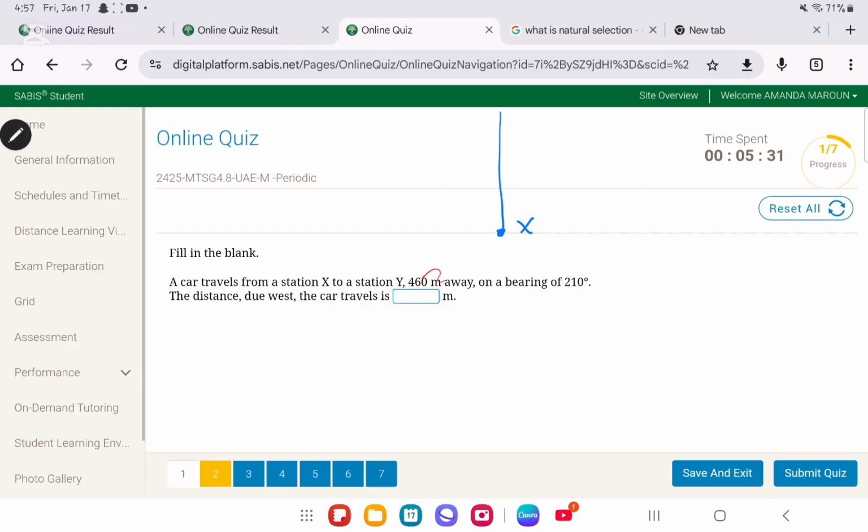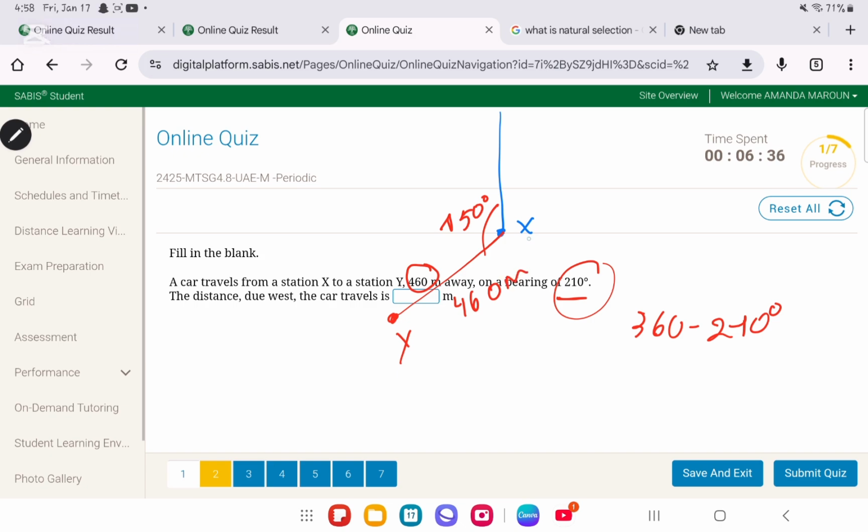It travels to station Y, which is 460 meters away, but on a bearing of 210 degrees. Remember, we can do this question in many ways. Remember we said if the angle is greater than 180 degrees, we should do 360 minus 210 degrees. So we are then going to get 150 degrees. So it's going to look approximately something like this. So over here, 150 degrees, and this is 460 meters of length.